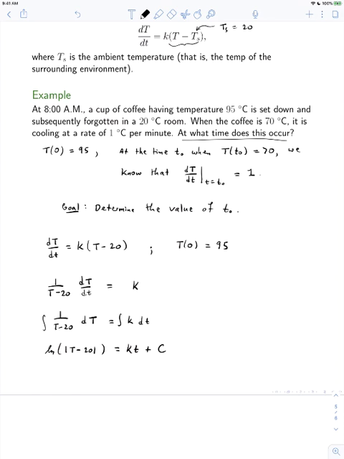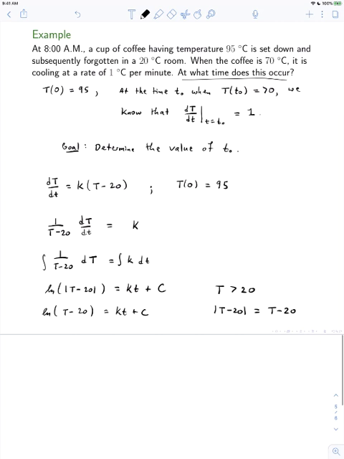But at any rate, we know that T is bigger than 20 because it starts off at 95 degrees and it's cooling. It's cooling down towards the temperature of the room, so it's certainly bigger. In particular, what that means is that T minus 20 in absolute value is just T minus 20, so we don't need the absolute value there. So this is ln of T minus 20 is equal to kt plus c.